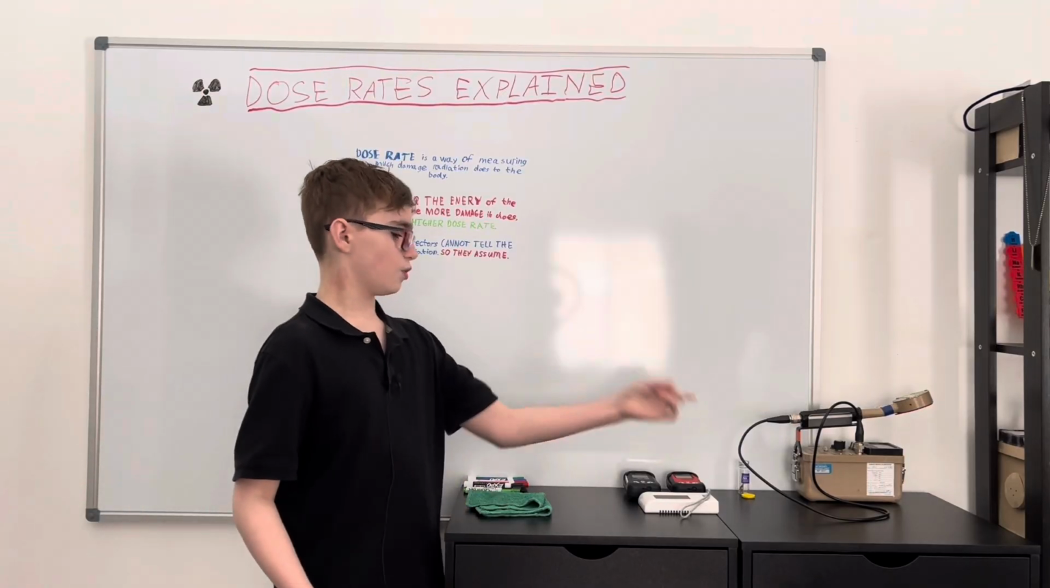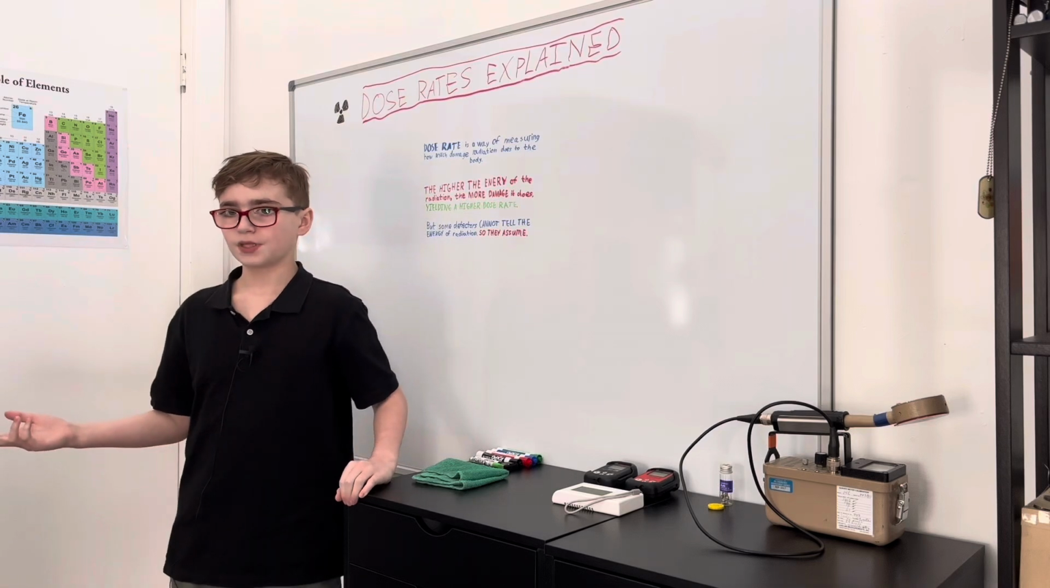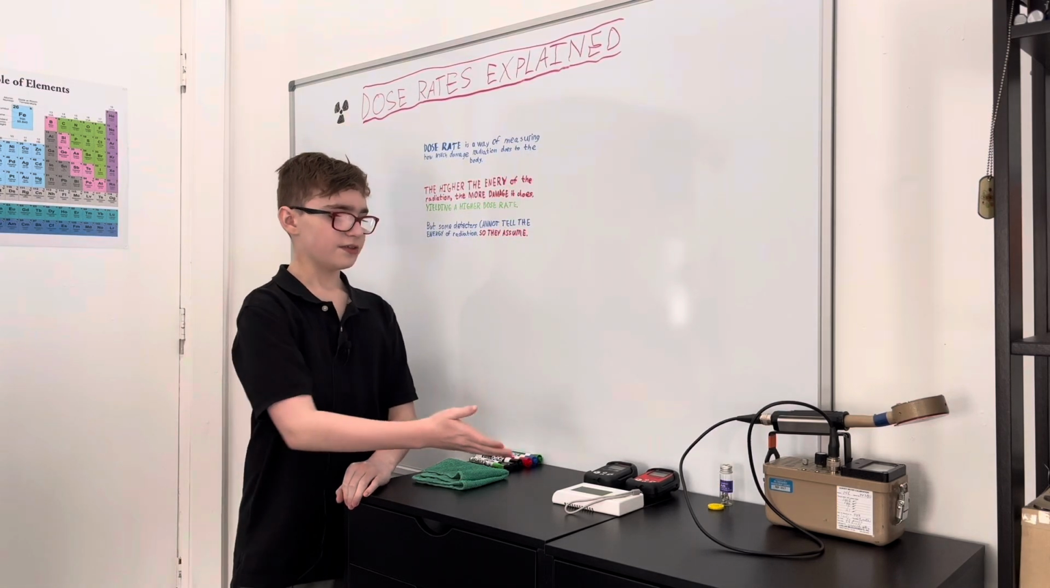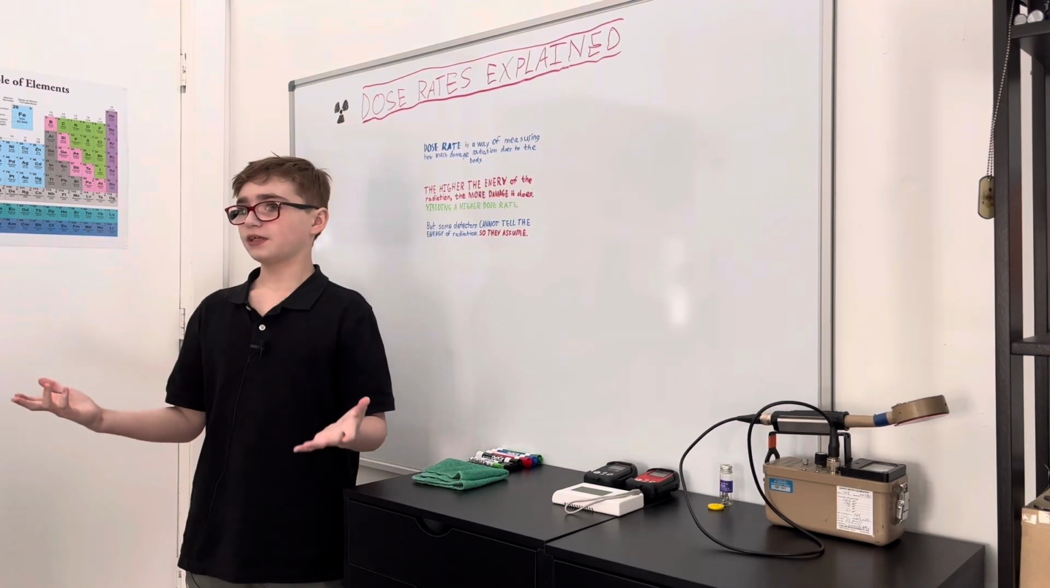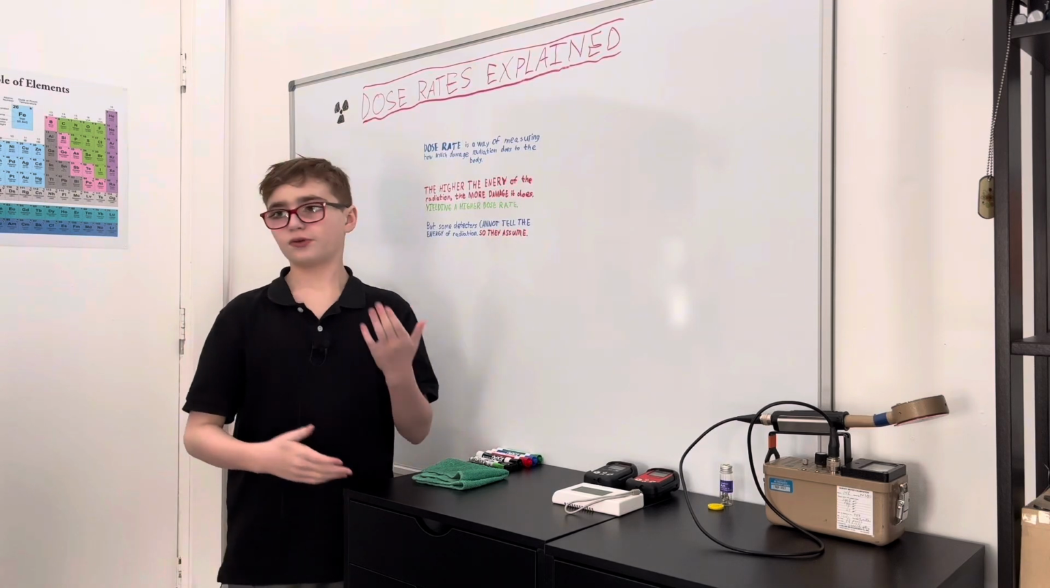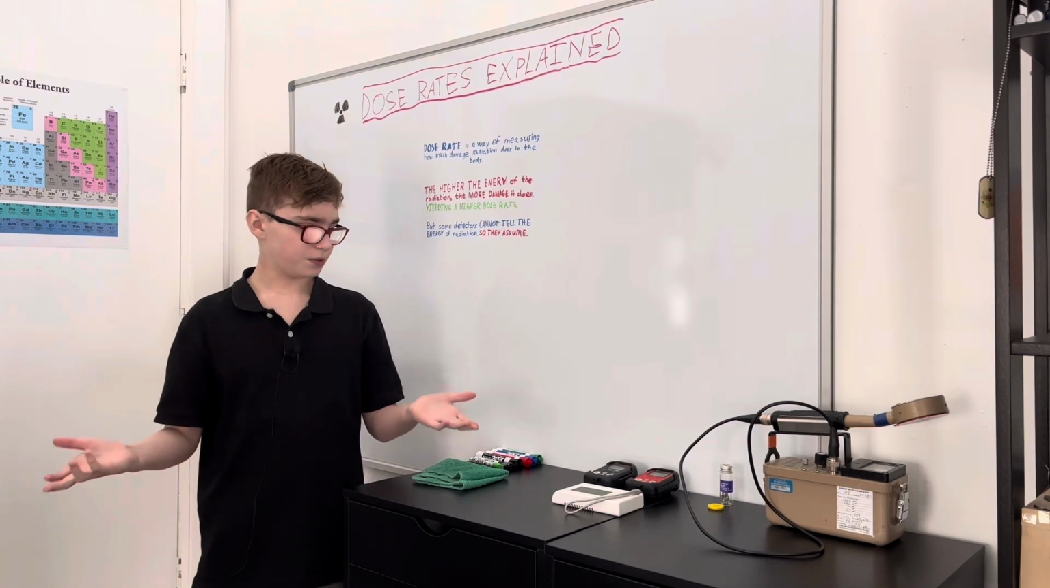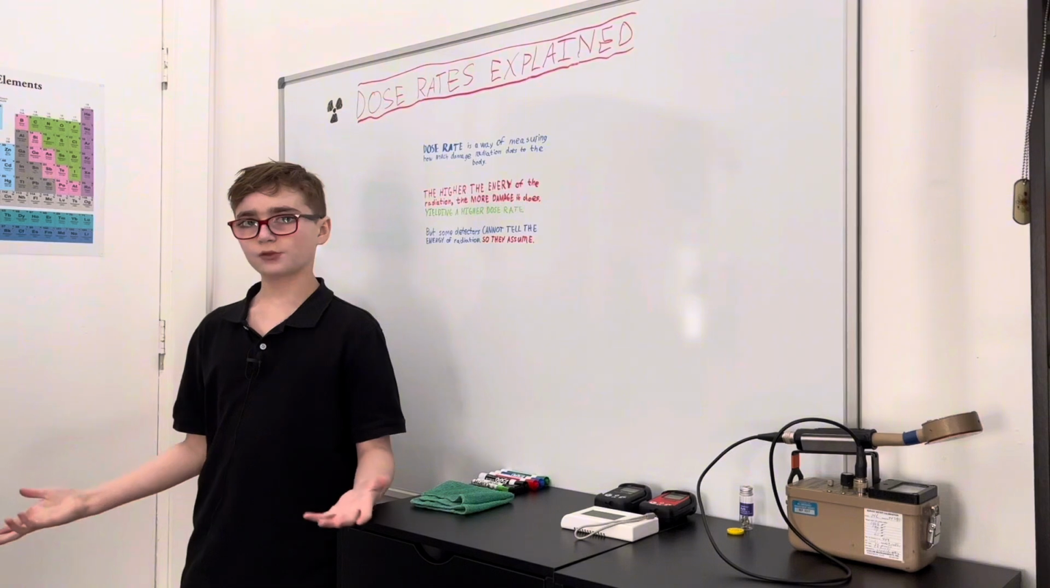Say you're trying to measure a really high energy isotope. Well, the counter's still under the impression that you're measuring cesium, but really there's a lot more energy and it's doing more damage, so the dose rate should be higher, but the counter has no idea. So how do we fix this?